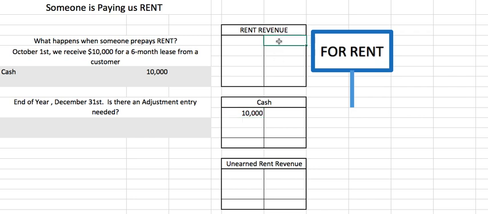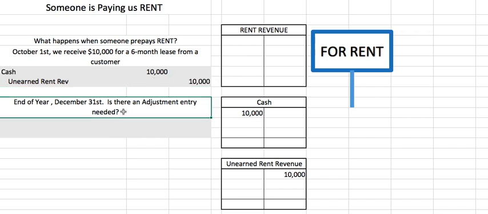But we can't put it in rent revenue. Why not? Because we will not have earned our money until we've allowed them to use our building for 6 months. Okay, so we're going to call this unearned rent revenue. So we'll credit the account unearned rent revenue for $10,000.